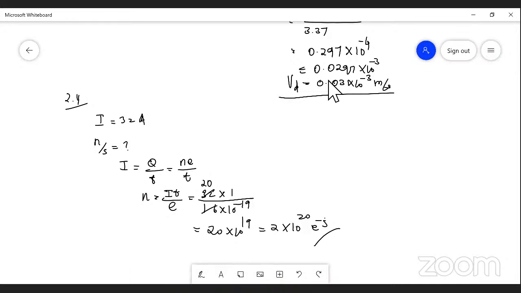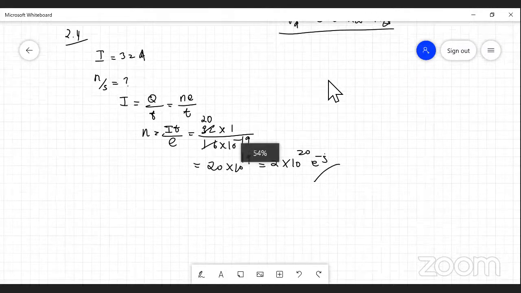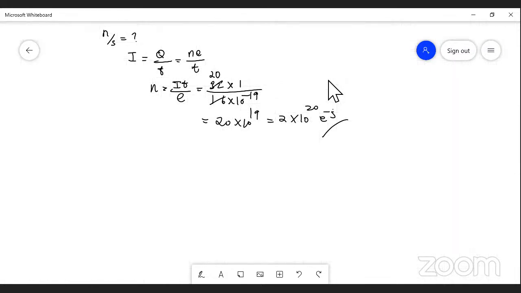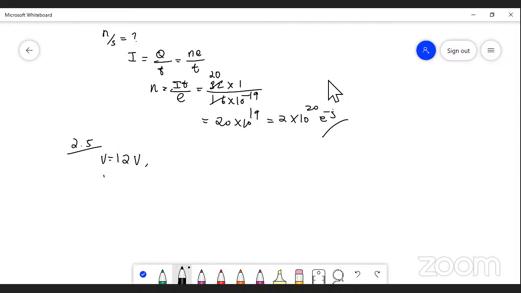Now, these are the problems which are related to drift velocity and electric current. We shall now solve another problem which is related to Ohm's law. This is example 2.5. A potential difference of 12 volt is applied across a resistance of 24 ohm. What is the current through the resistor?